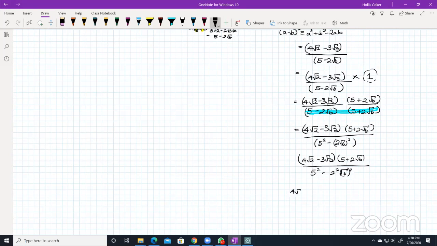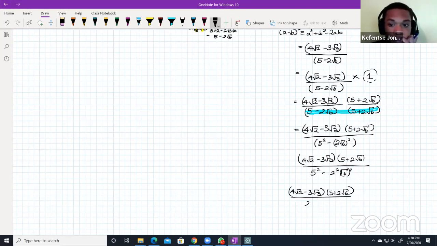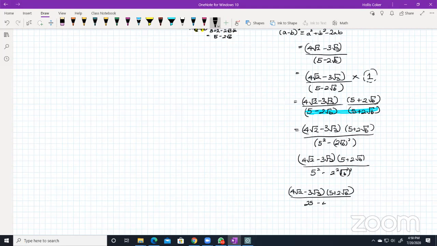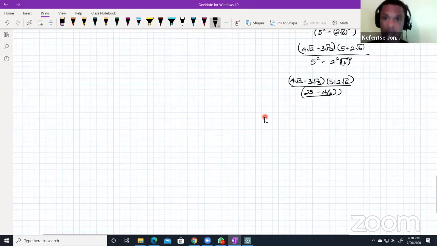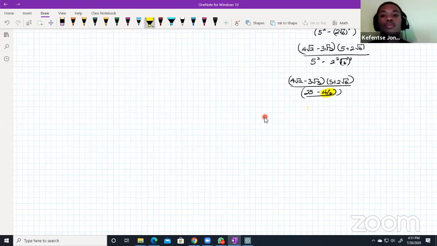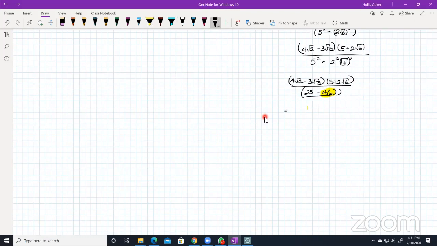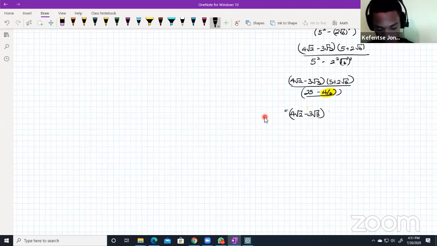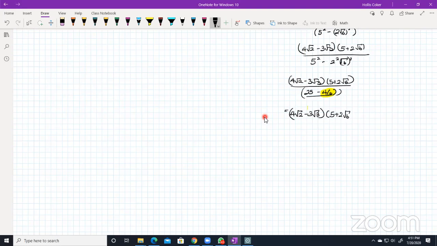So that's 4 root 2 minus 3 root 3 into 5 plus 2 root 6, all over 5 squared is 25, 2 squared is 4, root 6 squared is 6. So that's 25 minus 24, which is 1. The bottom piece is 25 minus 4 times 6, which is 24. That's 1. So you just remain with 4 root 2 minus 3 root 3 into 5 plus 2 root 6.